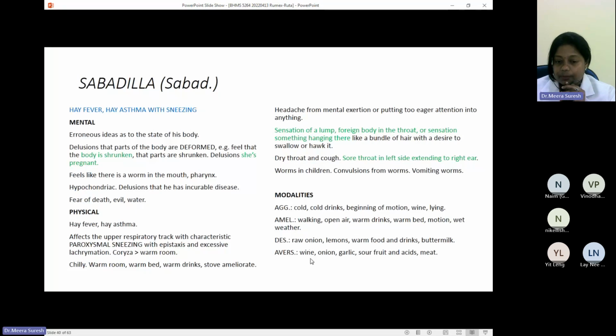Desire and aversion, it's not very important, but you can go through it. They desire raw onion, buttermilk, lemon, warm food and drinks, and aversion to onion, sour fruit, acids, meat, but I will never tell you to remember this desire and aversion.